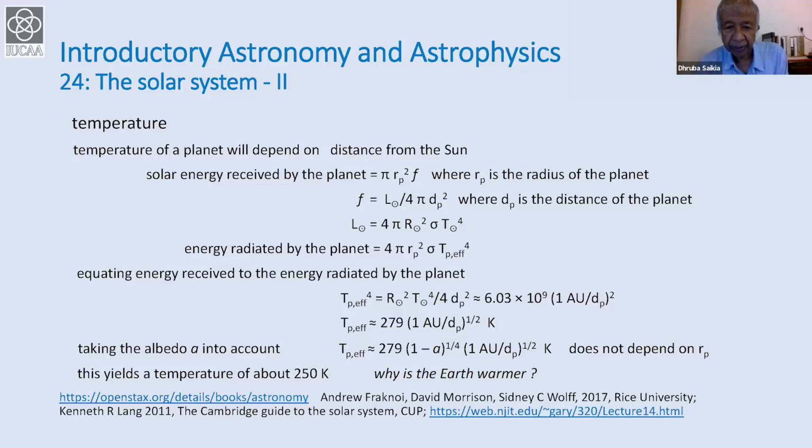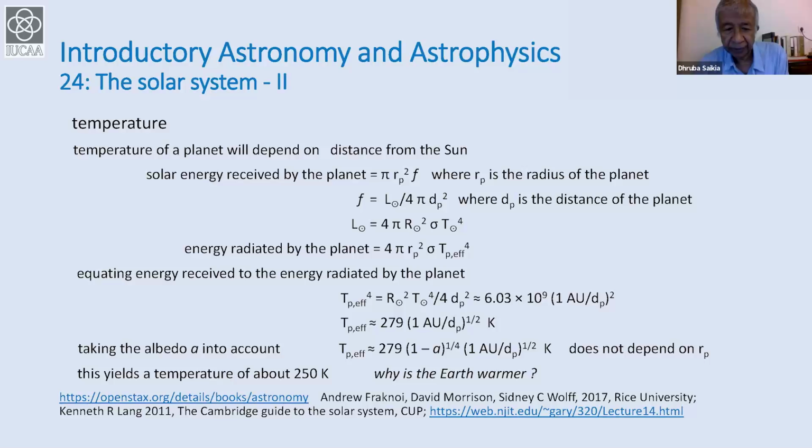that will also radiate like a black body. So it is 4 pi r_p squared sigma T_eff^4, where T_eff is the effective temperature of the planet. And if it's in equilibrium, then the energy received and the energy radiated would have to be equal. And if you equate these two, then what you will get is the effective temperature of the planet is equal to 279 into (1 minus a) to the power of a quarter, into (1 AU upon d_P) to the power of half.